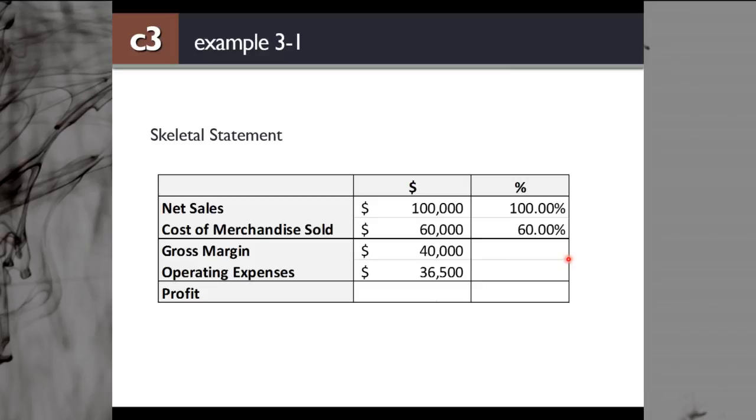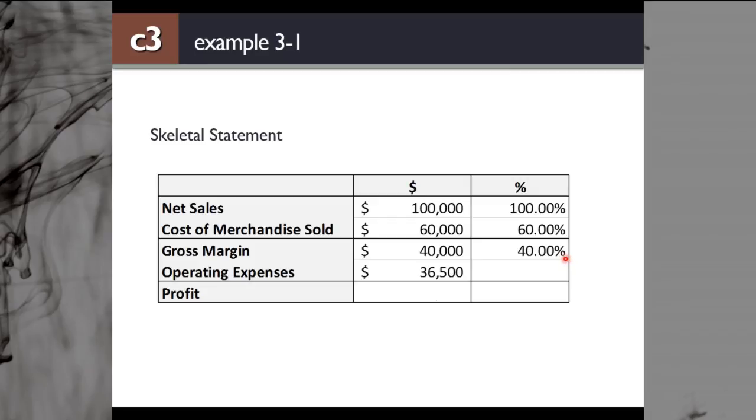And actually, there are two ways to calculate this gross margin percentage. The first one is, the formula of this gross margin is net sales minus cost of merchandise sold. So you can do 100% minus 60%, which is 40%, or gross margin dollar amount divided by the, hint, dollar net sales. So you can get 40,000 divided by 100,000. So you will get the same 40%.